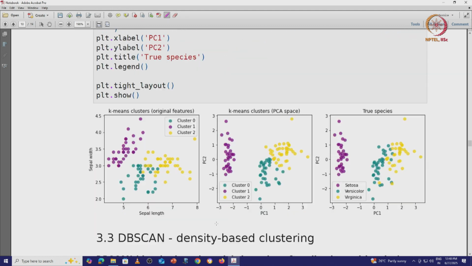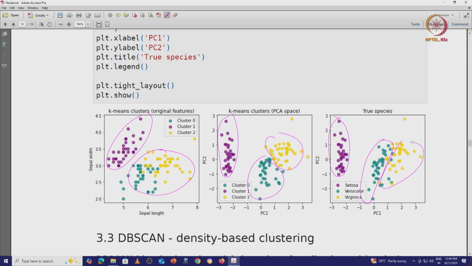So what do we get here? These are the three plots. This is the clusters in the original features. Clearly you can see the first cluster looks different, but there is some intermingling of the second and the third clusters. In the PCA space, similar things are happening. However, it's difficult to say that these two clusters are different. And finally, in the true species space, versus PC1 and PC2, these are the true flower types.